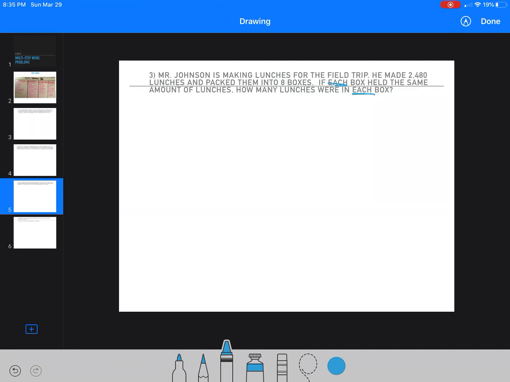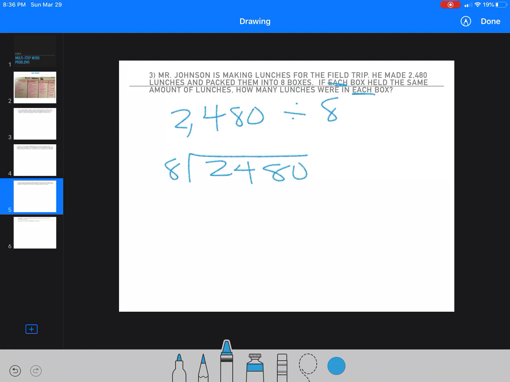So looking at this word problem, he made 2,480 lunches, and he is packing them into 8 boxes. So if he's packing a total into 8 boxes, that means that he's going to have to separate them and break them into groups. So I know that I'm going to be dividing. So I know that my number sentence or my equation should read as 2,480 divided by 8. If I set this up as a long division problem or as an algorithm, I'm going to need to do the same steps that I have done previously. Divide, multiply, and subtract. Bring it on down and bring it on back.